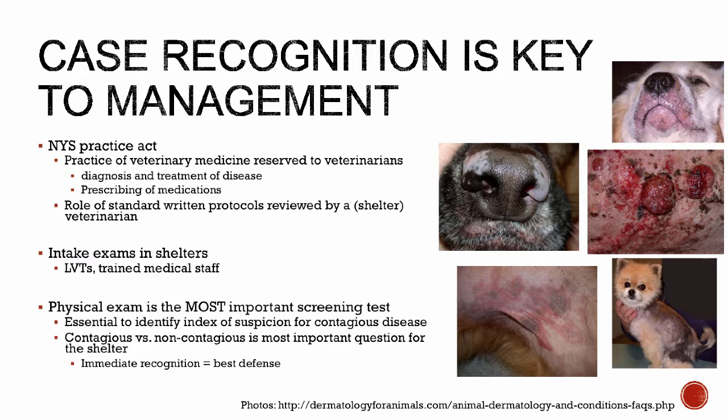So the best defense to controlling this in your shelter is an early offense. Knowing what to look for, knowing what additional tests to run, and that's what Dr. DeTar is going to talk about today. And knowing that this is part of your job and part of your role. We'll start with this puppy dog up here. If I tell you that's a puppy with an erosive skin lesion on its muzzle, anybody got an idea?